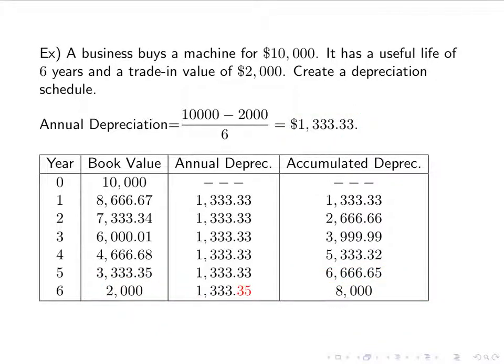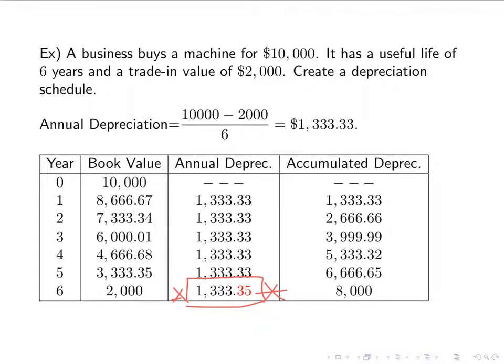The answer is $1,333.35. So if I had to round in the annual depreciation, my annual depreciation for my last year might be different. It might work out that it all is equal anyway, but typically when I have to round, it won't be. So I'm just going to make up for that difference in the last year's annual depreciation. So watch out for that if you do have to round. It's just the last year's annual depreciation will be a couple of cents different.